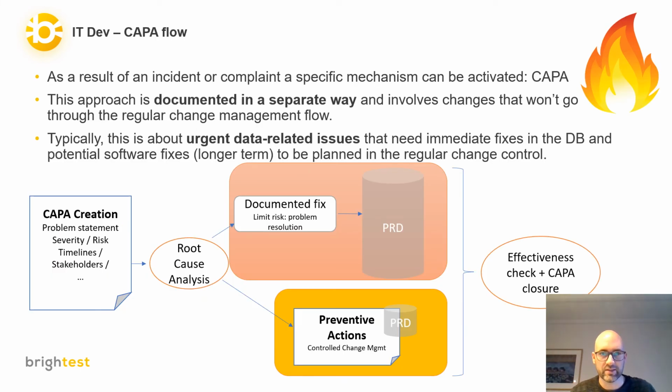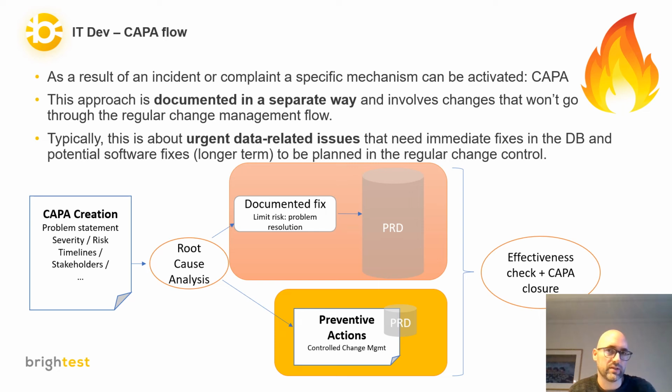Another type of incident may occur where no direct software change is needed, but where a correction in the data is needed. In that case, it's often documented in a separate way in a so-called CAPA system, a corrective and preventive action system.